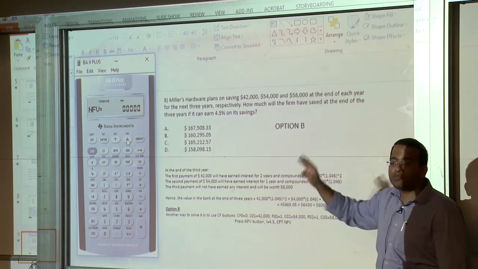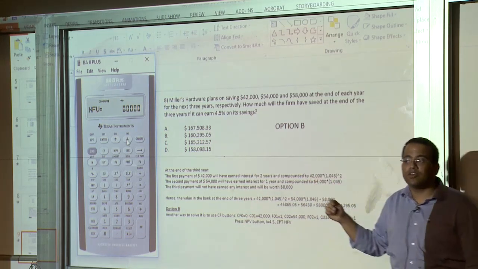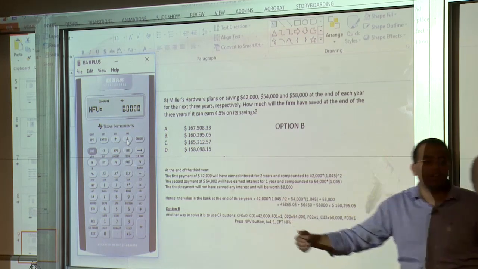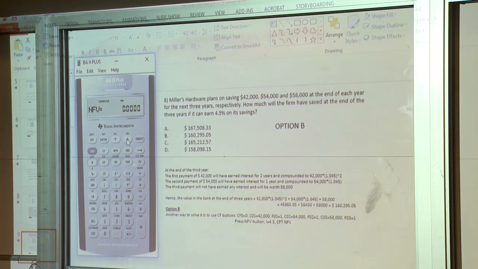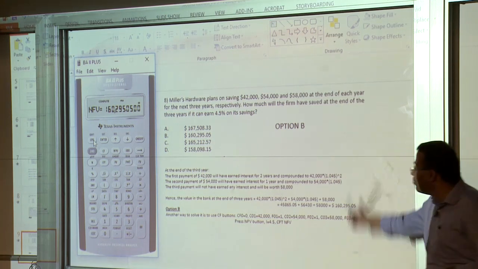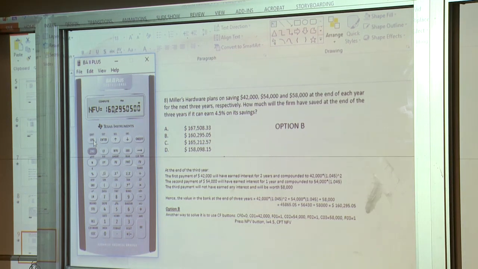Now in our calculator, we just put in exactly 3 years, so it's going to calculate the value of these payments at the end of year 3. I just come down to NFV and then click on compute. That gives me 160,295, and there's an option B that matches this exact same thing.